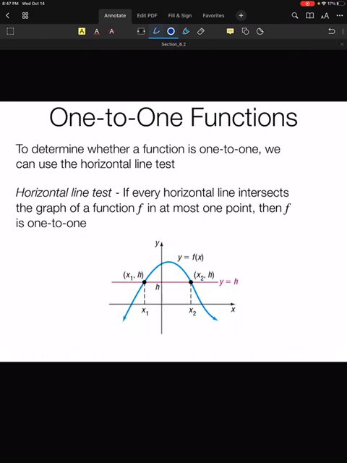So it says it more elegantly here. If every horizontal line intersects the graph of a function f at most 1 point, then f is one-to-one. Basically, if you draw a horizontal line at any point on the function and it hits 2 or more times, then it's not one-to-one. If it only hits 1 or 0 times, then it is one-to-one.